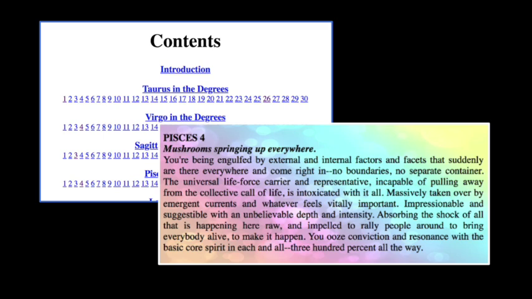My North Node is at 4 degrees of Pisces, and the Sabian symbol is mushrooms springing up everywhere. To give you guys a little taste, it says, you're being engulfed by external and internal factors and facets that suddenly are there everywhere and come right in. No boundaries, no separate container.